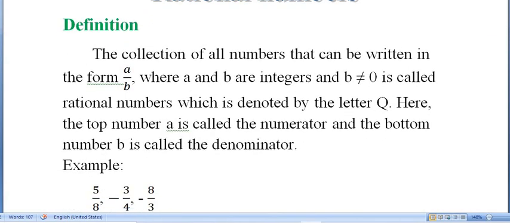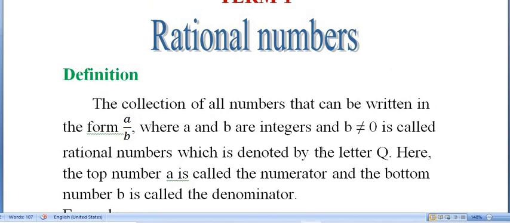Rational numbers definition: the collection of all numbers that can be written in the form a by b, where a and b are integers and b not equal to 0 is called rational numbers, which is denoted by the letter Q. Here, the top number a is called the numerator and b is called the denominator.